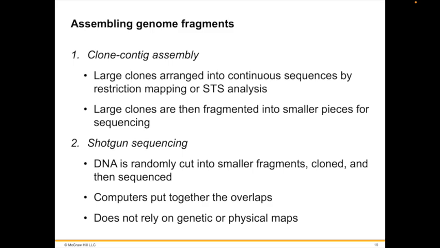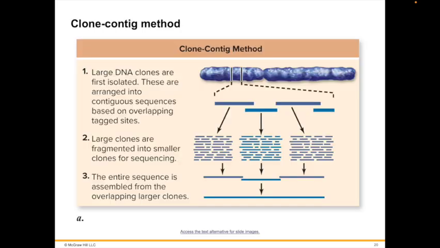Assembling genome fragments. One, clone contig assembly. Large clones are arranged into contiguous sequences by restriction mapping or STS analysis, and the large clones are then fragmented into smaller pieces for sequencing. Two, shotgun sequencing. DNA is randomly cut into smaller fragments. It is cloned and then sequenced. Computers put together the overlaps. It does not rely on genetic or physical maps.